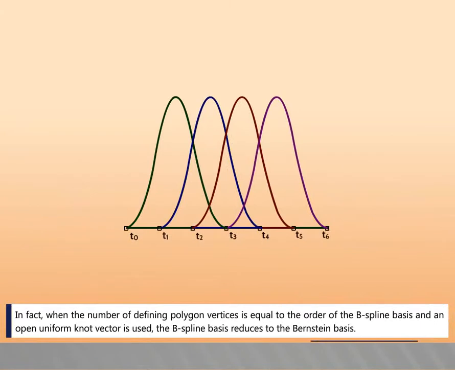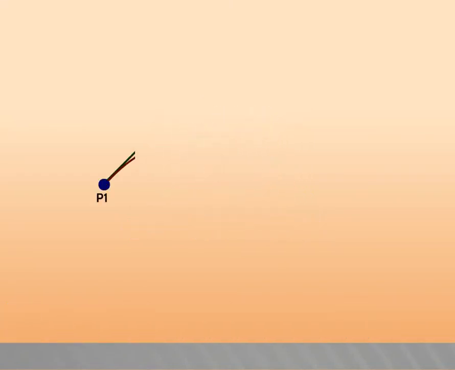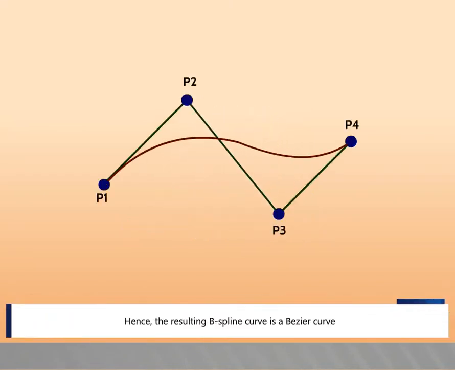In fact, when the number of defining polygon vertices is equal to the order of the B-spline basis and an open uniform knot vector is used, the B-spline basis reduces to the Bernstein basis. Hence, the resulting B-spline curve is the Bezier curve.